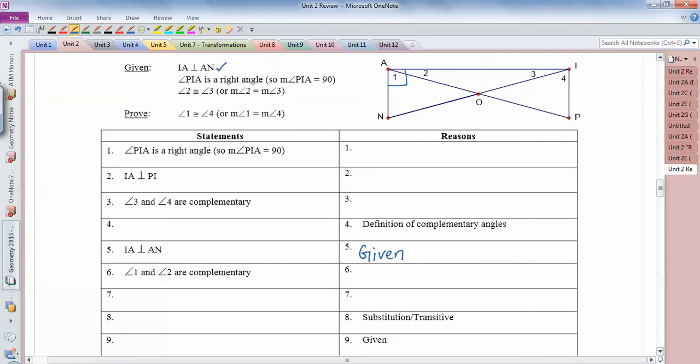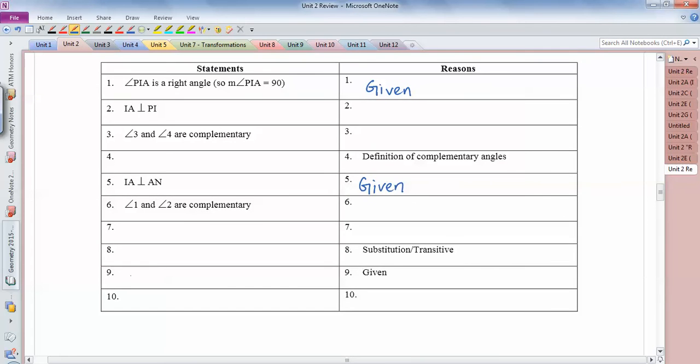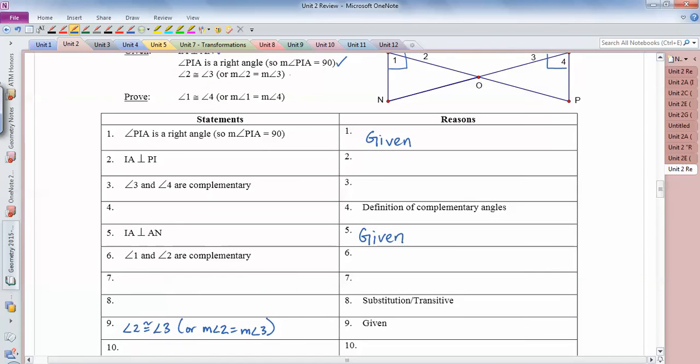Angle PIA is a right angle, so the angle's 90. PIA, that's this one, is a right angle, so the angle's 90. That's also given. 2 is congruent to 3, or M angle 2 equals M angle 3. Here's the other given down here. Okay, so we got all the givens.